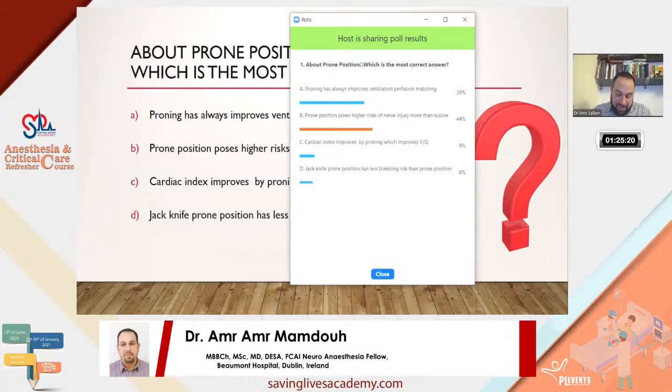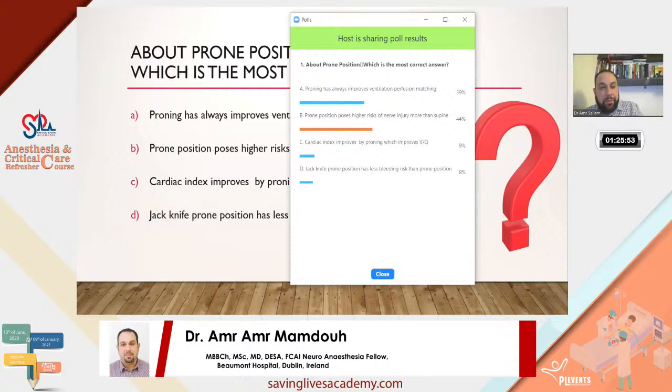Okay. Yes, I know it was a tricky question. In fairness, the right answer is D, and we will talk to that. Proning position is not always improving ventilation perfusion matching. Some patients we have, even in the COVID or outside the COVID, might have hindered ventilation perfusion matching, leading to hypoxia in some patients. And prone position doesn't pose any higher risk for nerve injuries more than supine. There is no evidence against that at all.